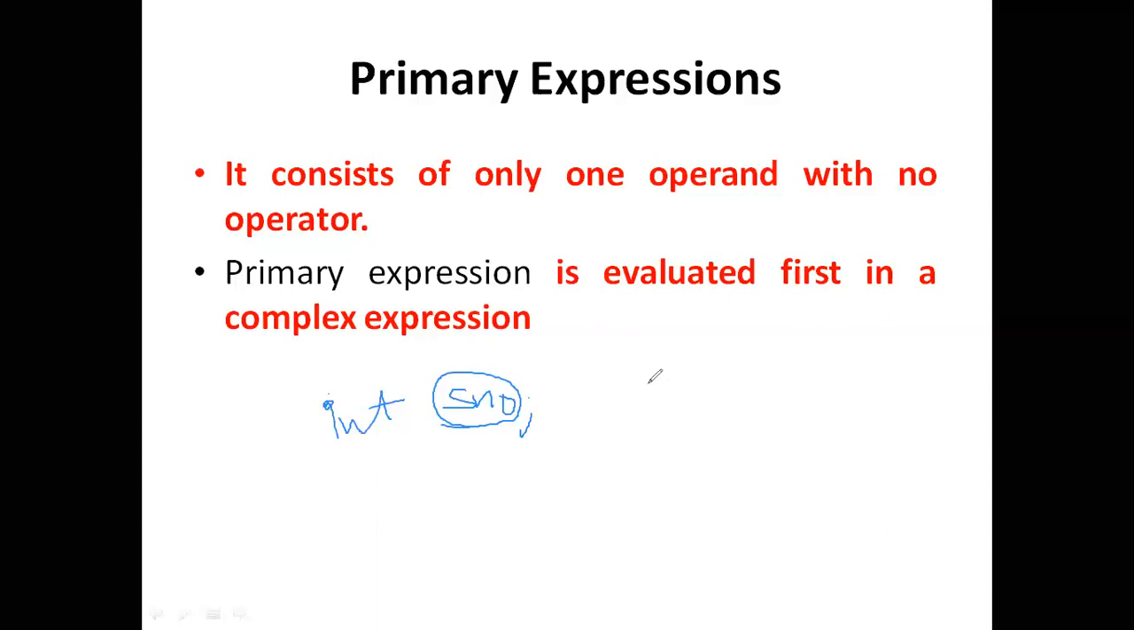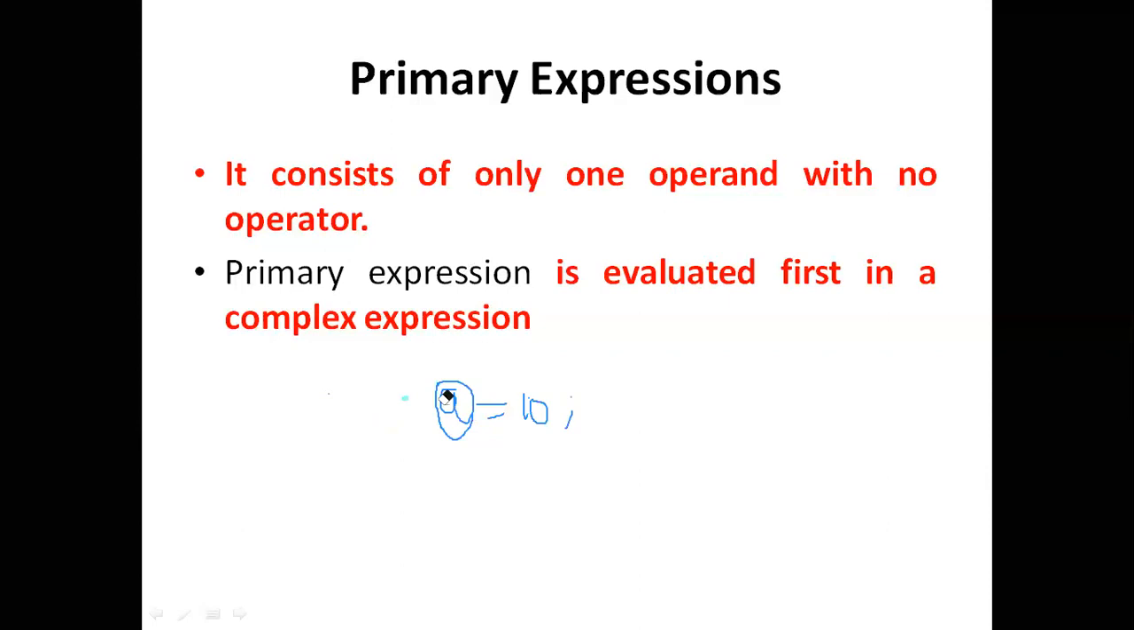And here I have declared a value, a is equal to 10. Inside this, which one is going to be evaluated first? It is going to find out the type, that is, a is of which type, and after that 10 is going to be assigned to a. So the primary expression is evaluated first inside complex expressions. And now we are going to see some examples.